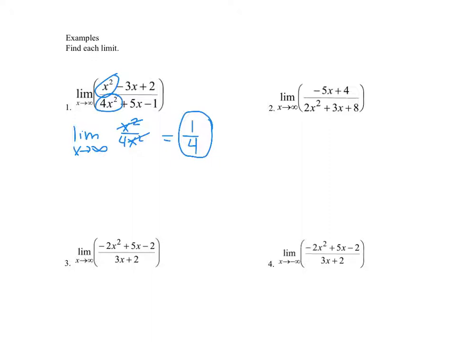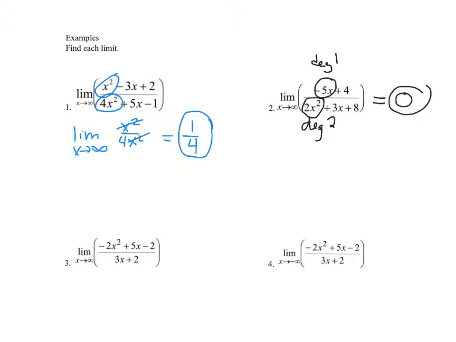Okay, let's look at number 2. Now number 2, let's look at the degree of the top. The highest power is 1, it's negative 5x. The degree of the bottom is 2, because 2x squared. So this is degree 1, and this is degree 2. This is the easiest possible case, because if the bottom is bigger than the top, the limit at infinity or negative infinity is automatically 0. So that's like best case scenario. So equal, you divide them out, get a real number. If the bottom is bigger than the top, automatically 0.